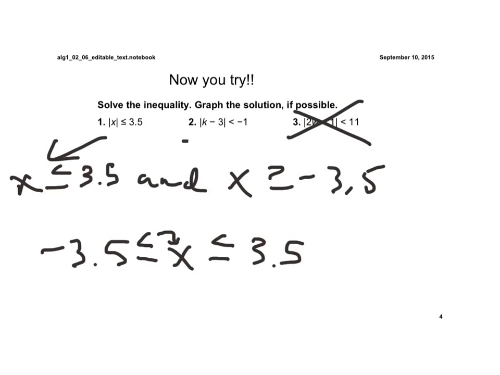And then if you look at number 2, it's less than a negative. Well, again, absolute value can never be less than a negative. So these are the special ones, and it's an easy one. It's a no solution for number 2.